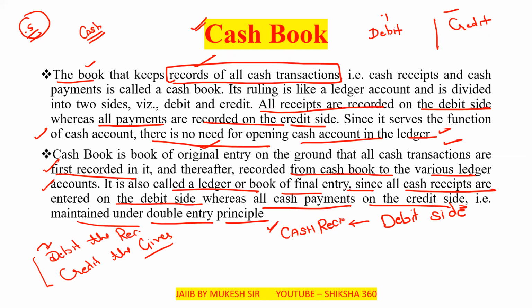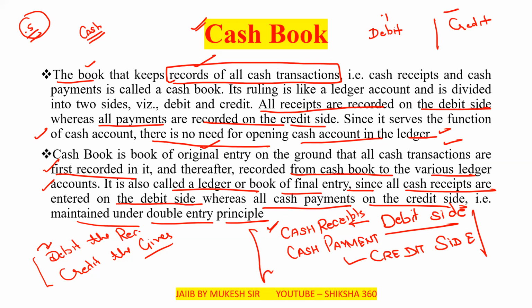So just here, cash receipt is present on the debit side, and cash payment is present on the credit side. Please remember these two things: cash receipt is present on the debit side, and cash payment is present on the credit side. Hope you are able to remember these things. Now move to the next part.